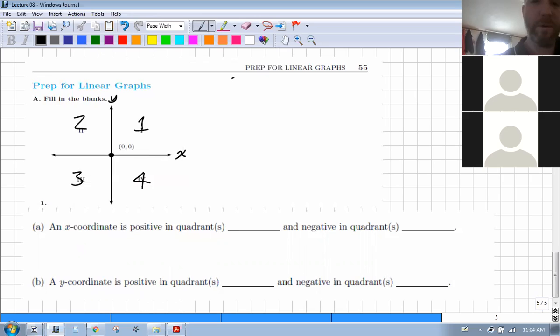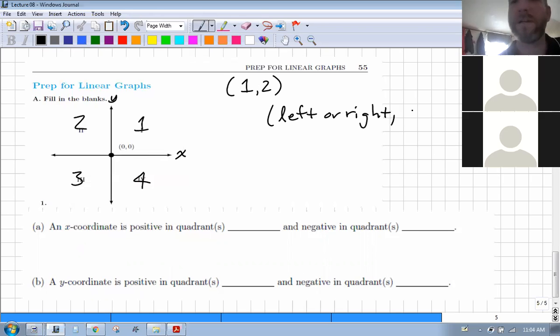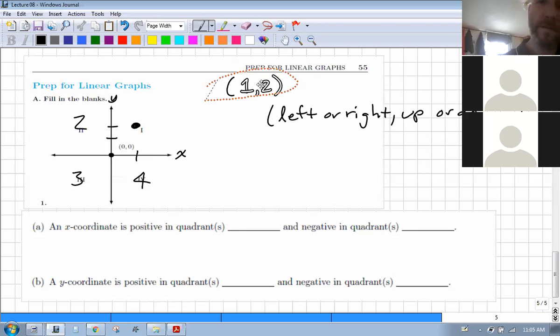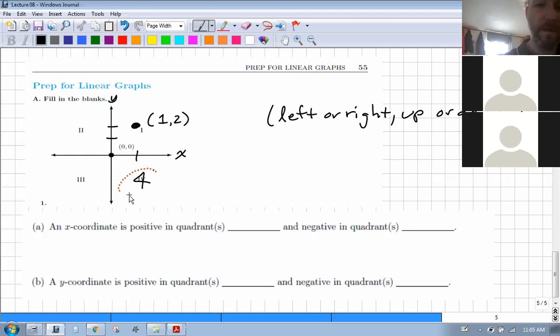Let's see, if you're given a coordinate, say 1, 2, the first coordinate is left or right. The second coordinate is up or down. So if you have a 1, 2, that means you go to the right 1 and you go up 2. So that point right there is 1, 2. So the coordinate 1, 2 is in quadrant 1.